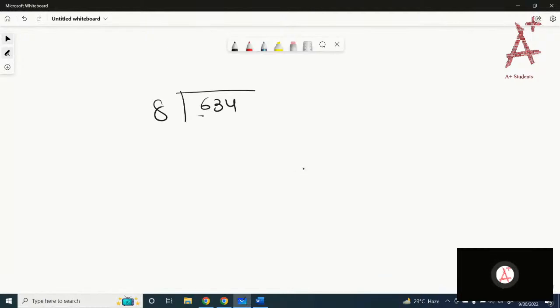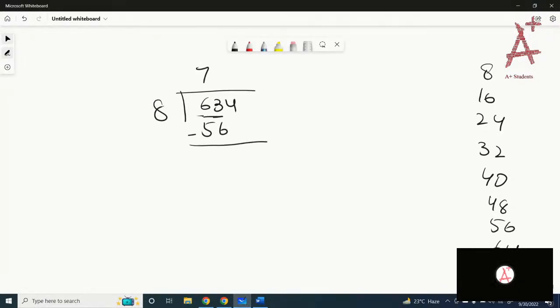Okay, start with the first digit. Can we divide 6 by 8? No. So make it 63. Now you have to count a table of 8 until you get 63 or a number that is less than 63. Start counting the table. 8 times 1 is 8, 8 times 2 is 16, 8 times 3 is 24, 8 times 4 is 32, 8 times 5 is 40, 8 times 6 is 48, 8 times 7 is 56, 8 times 8 is 64. Oh, 64 is greater than 63, isn't it? Yes, so we can go for the smaller number. We can go for 8 times 7 is 56.